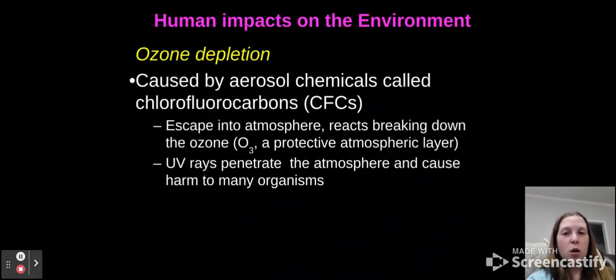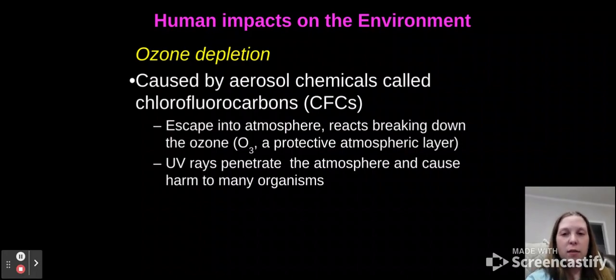Another impact is ozone depletion, and this is caused by chlorofluorocarbons, or CFCs. This used to be really bad. These are released by refrigerants, things like that, which is why when you put stuff in landfills, it can be really damaging to the ozone. Also used to be in hairsprays back in the 80s. So when people use hairspray a lot, it definitely did not help the ozone.